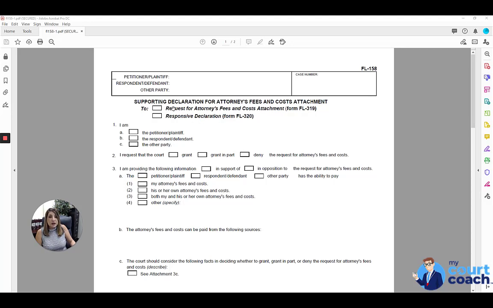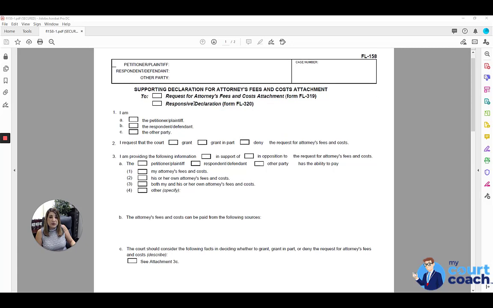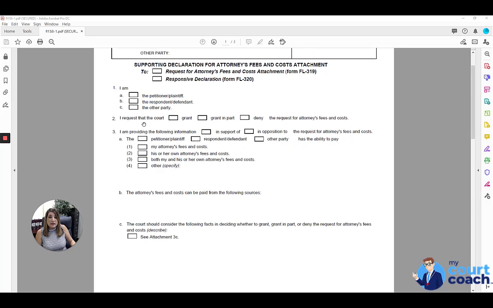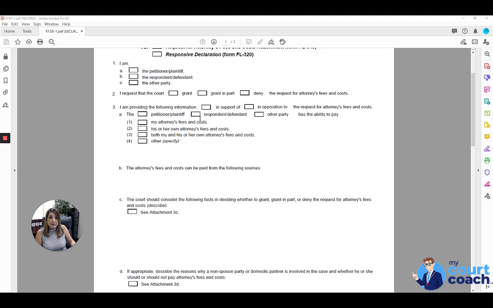So below the title of the form, we're going to indicate whether we are attaching this to a request for attorney fees and costs, that's a FL-319, or if we are attaching this to a response to a request for attorney fees, which would be your Form FL-320. In field number 1, you want to identify your role to the case. And in field number 2, you're going to specify what is the relief you're asking the court for, either that they grant or deny attorney fees or grant in part.